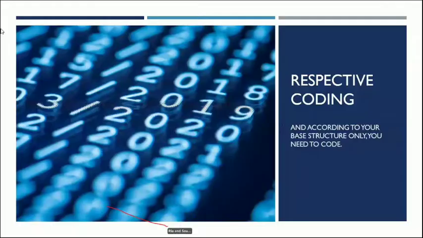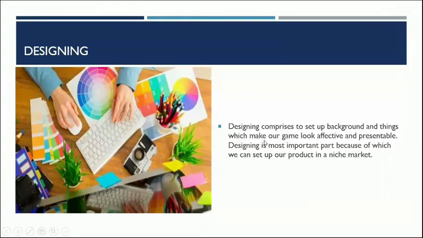Now our next step is respective coding. According to your base structure, you need to code it to make it implemented, to make it execute. That's what respective coding means. We can code as text based or block based. Block based is when you simply drag and drop, and text based is when you write.